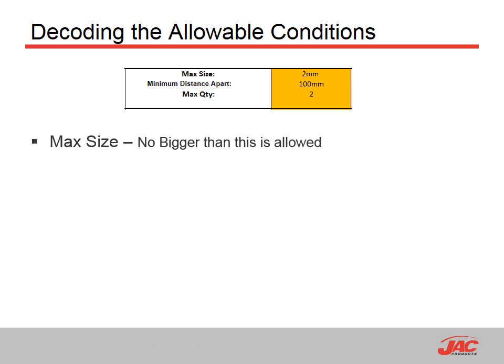The first is max size. This is telling you how big the defect can be. For this example, the defect must be less than or equal to 2 millimeters in size. Anything bigger than 2 millimeters is a reject.